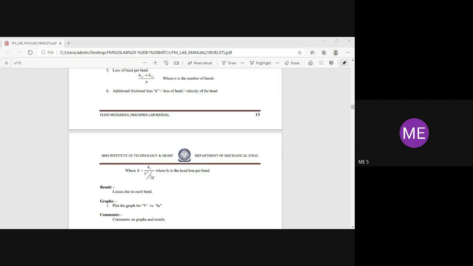Do the calculations properly. Don't make mistakes. I gave the readings in centimeter. You have to convert to meter. Units are most important. And here the diameter of the pipe is 27 mm. You have to convert it to meter. That is 27 into 10 to the power minus 3 meter.